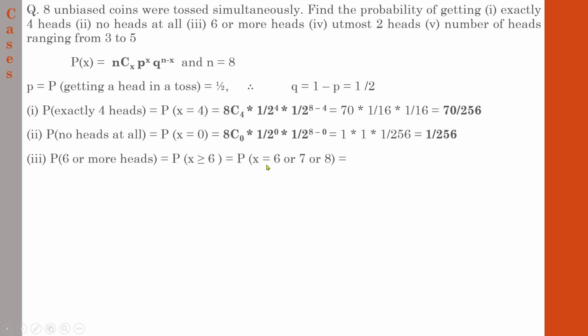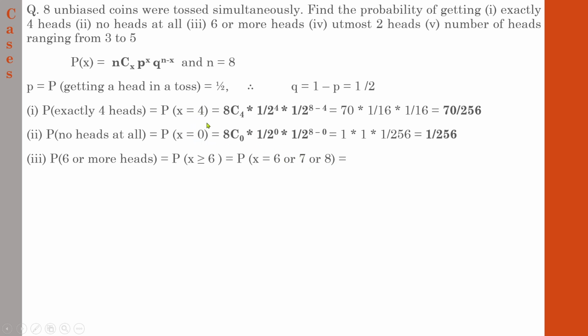So it may be x equal to 6, or it may be 7, or it may be 8. Remember the term or. When or comes, what is the sign? Plus sign. Remember. So you need to find the probability if the value of x is 6, and also the probability if the value of x is 7, and if the value of x is 8.